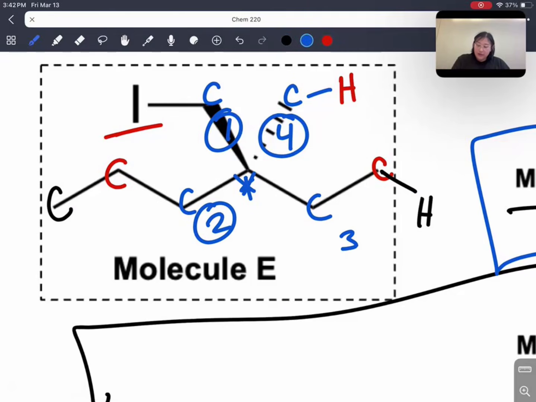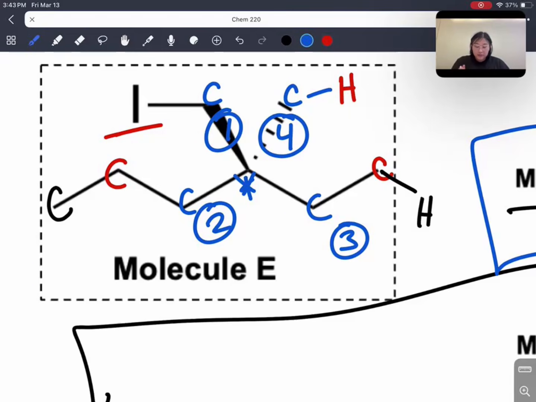So now we've assigned highest to lowest priority. Now, the next thing you have to do in order to assign R and S is to have your lowest priority group be either a dash or a wedge. So you need your priority group number 4 to be either in the front or the back. In this case, it's in the back, so we're good. We don't have to do any rotation. If it was located in plane, you would have to rotate the chiral center so that your lowest substituent group is either in the front or the back.